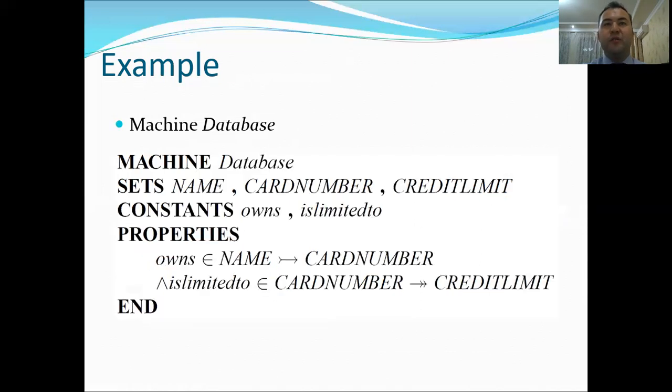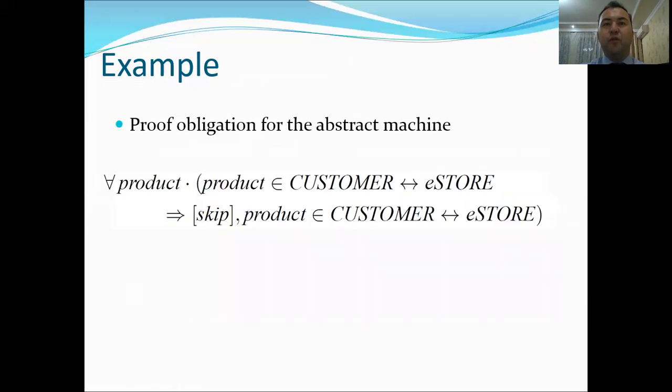We also need to define a set of clients and their respective information, which the main transaction machine will have access to. This database machine is given here. According to this machine, the collection of the sets name, card number, and credit limit represents information on customers, their names and their card numbers and credit limits. In this database, the sets of information are related by functions owns and is limited to. The fact that owns and is limited to are functions effectively means that each person can be associated with no more than one credit card, and that each credit card can be associated with no more than one credit limit. The proof obligation for the abstract machine is shown on this slide.